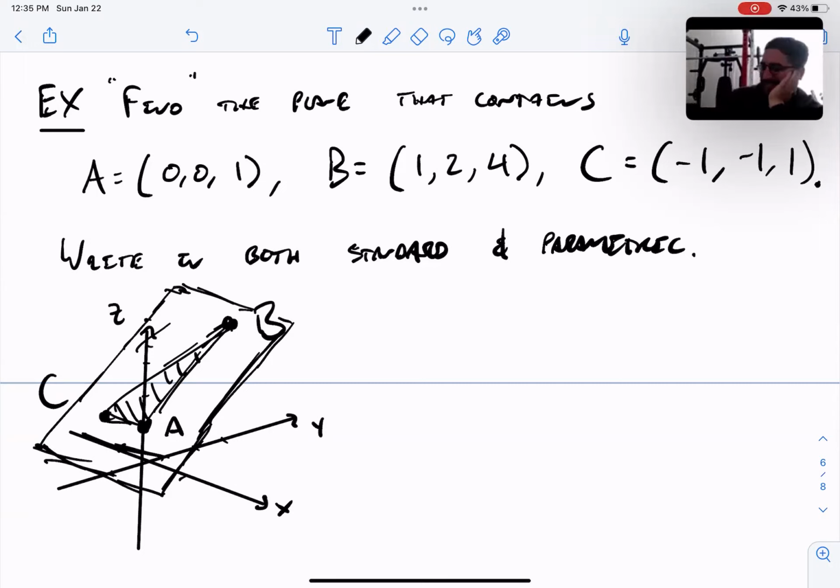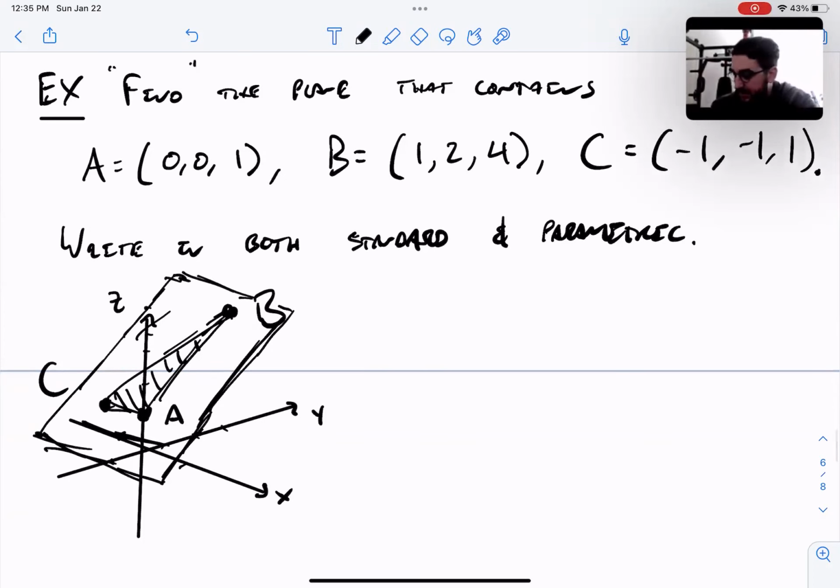All right. So that's what we're searching for, right? The plane that contains this triangle, that contains these 3 points. As long as your 3 points aren't contained in a line, they'll specify a unique plane. Okay, so let's find this plane. What's probably the easiest way to do it?